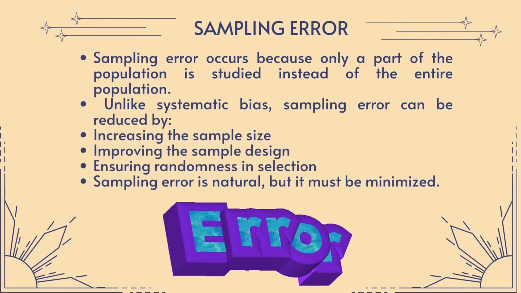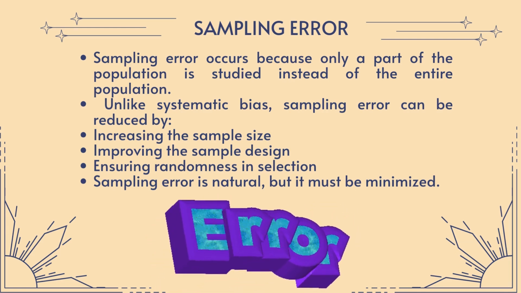Now, what are sampling errors? Sampling error occurs because only a part of the population is studied instead of the entire population. Unlike systematic bias, sampling error can be reduced by increasing the sample size, improving the sample design, and ensuring randomness in selection. Sampling error is natural, but it must be minimized.